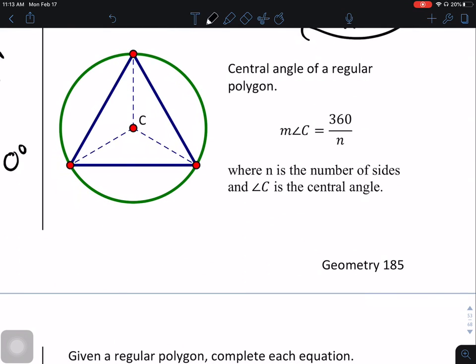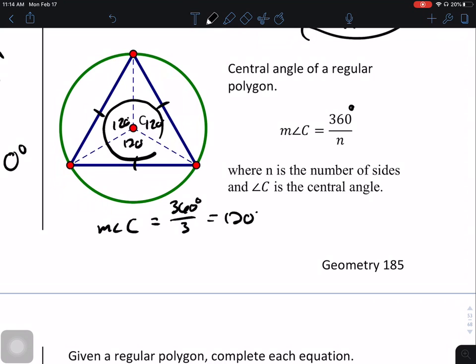The measure of a central angle of a regular polygon, measure of angle C, that's the measure of the central angle, is 360 degrees divided by the number of sides. So for example, in this picture, this is a regular triangle. The measure of a central angle is 360 divided by 3, which is 120 degrees. So this is 120, and this is 120, and this is 120. That should make sense because 120 and 120 and 120 is 360.